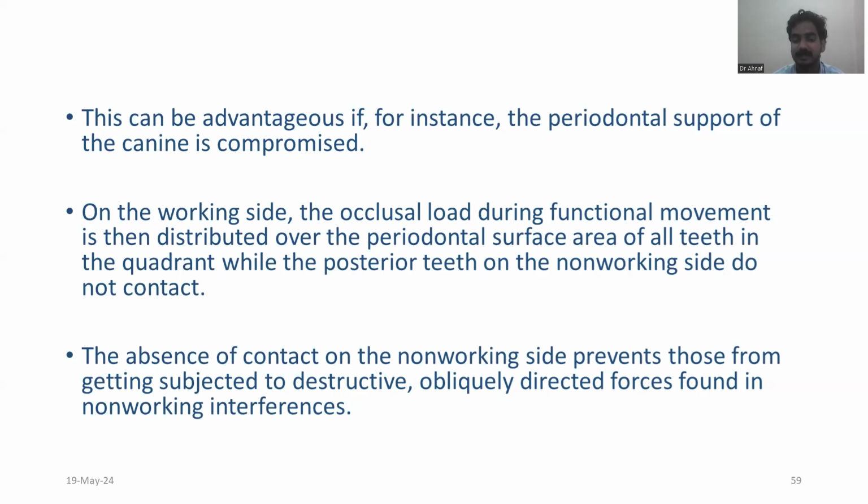So the absence of contact on the non-working side prevents those teeth from being subjected to destructive or obliquely directed forces found in non-working interference. That is, on the non-working side there is a high chance of interferences, that is oblique forces and unwanted forces, which can be traumatic to the periodontium. So that can be avoided by the absence of contact on the non-working side.